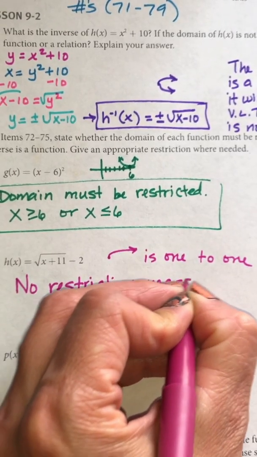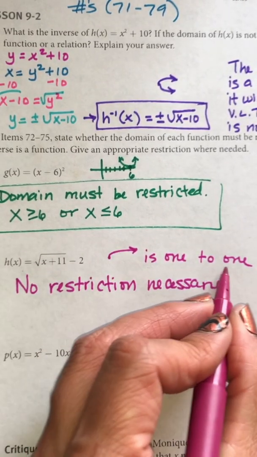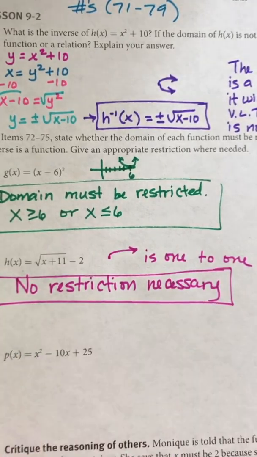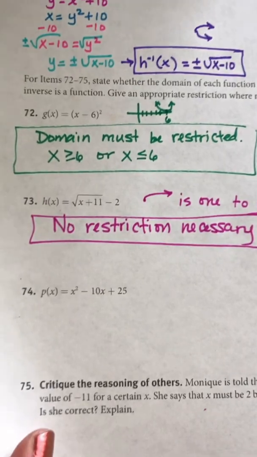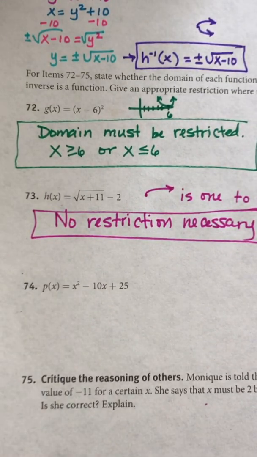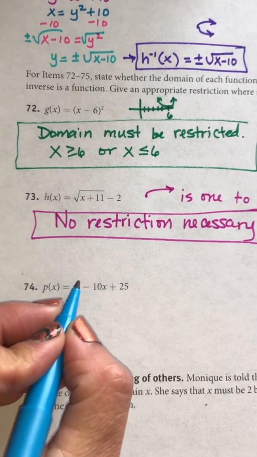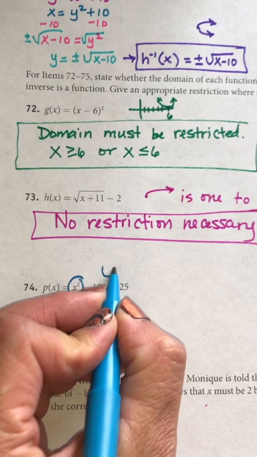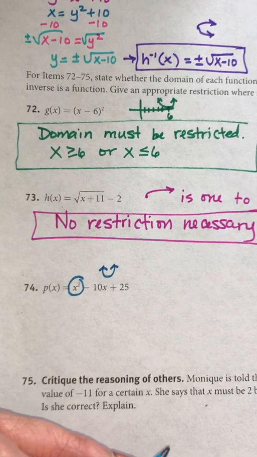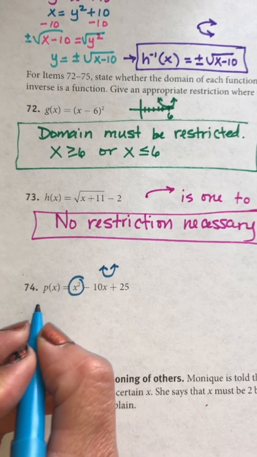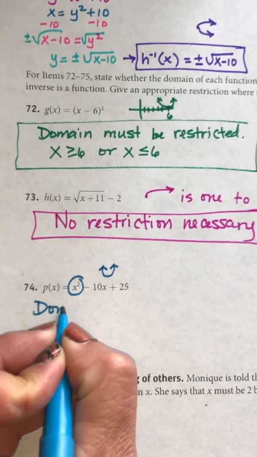We don't have to restrict a square root. When we're starting with a square root function, we don't have to restrict it. Only when we start with the parabolas. Speaking of which, number 74, p of x equals x squared minus 10x plus 25. Now, we don't know where it's located on the graph, but we do know that this is a parabola. So we are going to have to restrict the domain. Okay, so the domain must be restricted.